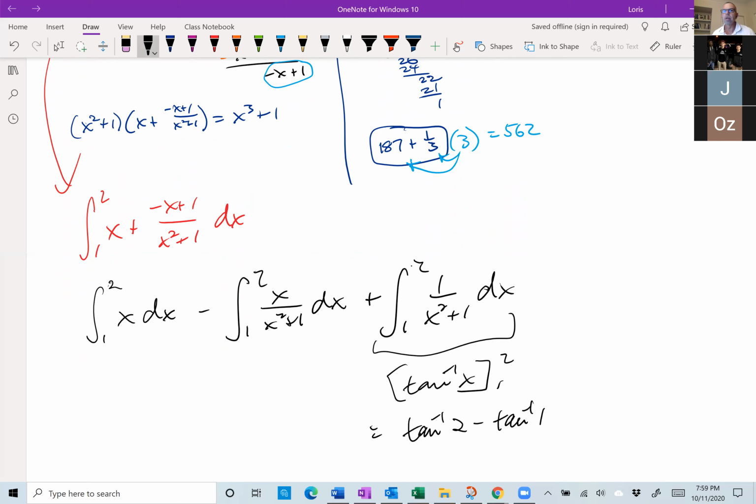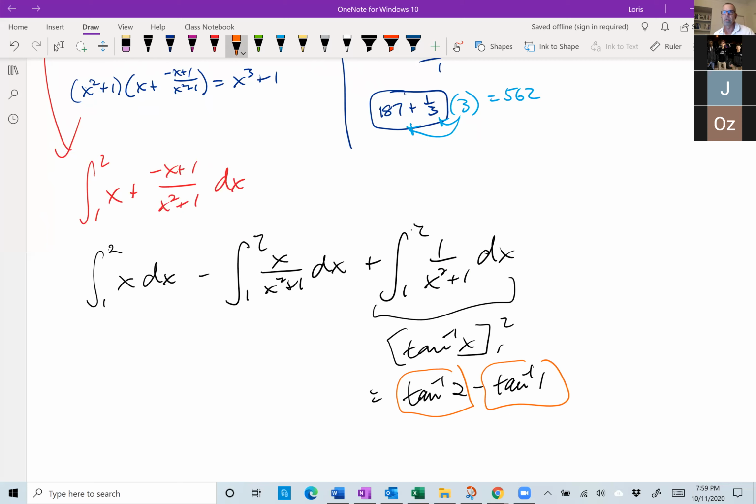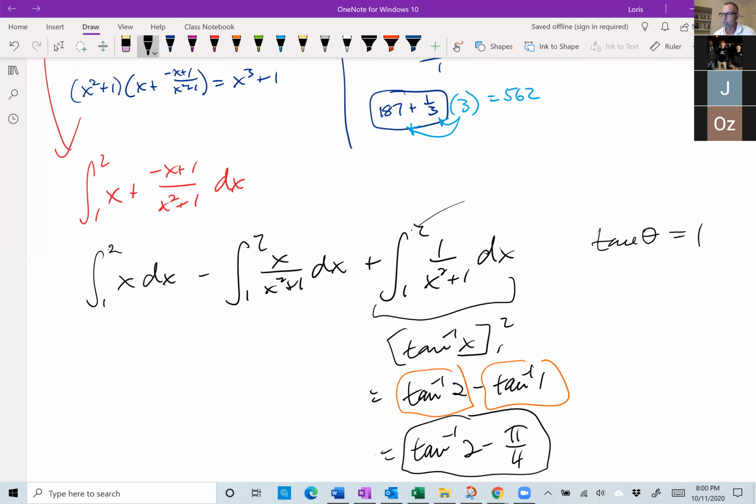Now, arctangent of a number is an angle. The answer is an angle. It's in radians, but it's an angle. This is an angle, and this is an angle. So what angle, when you take the tangent of it, gives you 1? Tangent of theta equals 1. What's the angle? Anybody? Pi over 4. And then there's not a nice angle for inverse tangent of 2, so you just rewrite that, inverse tangent of 2, whatever that number is on your calculator. That's the answer to this one.